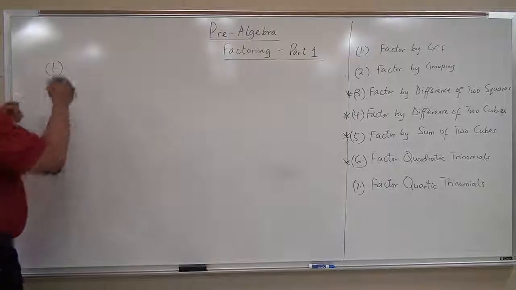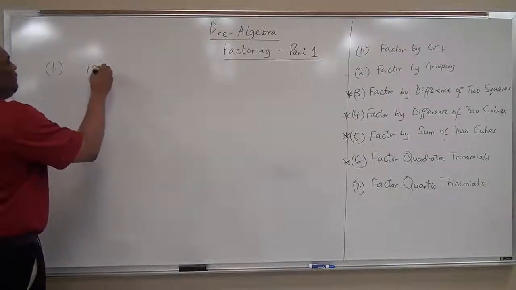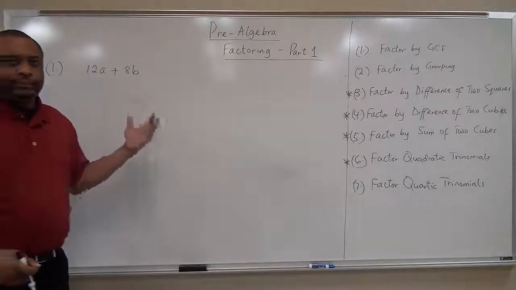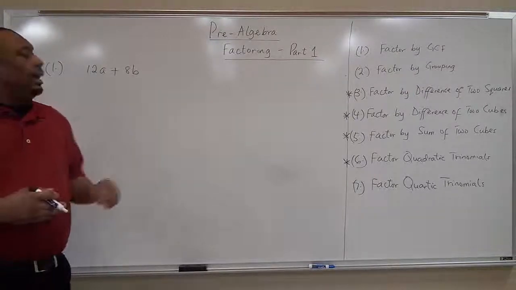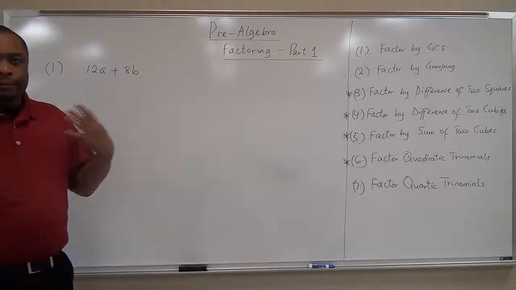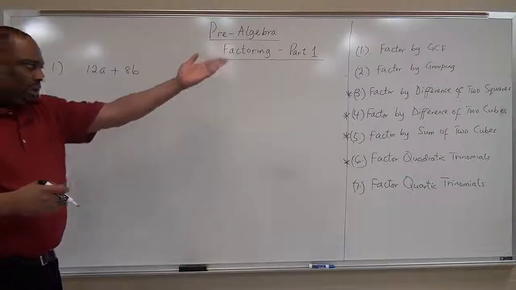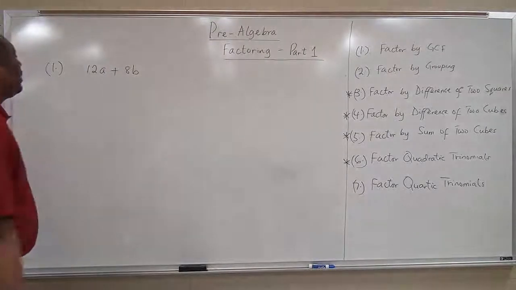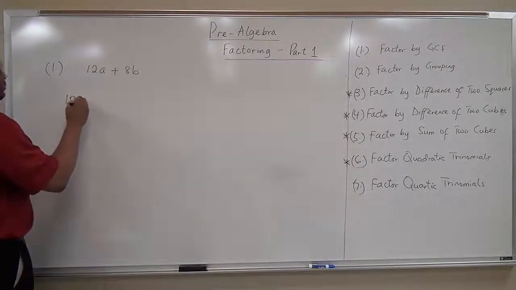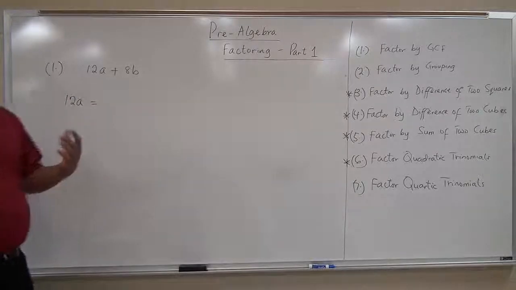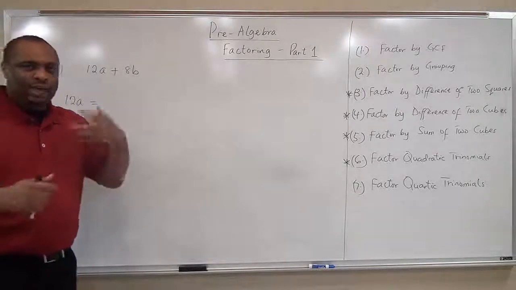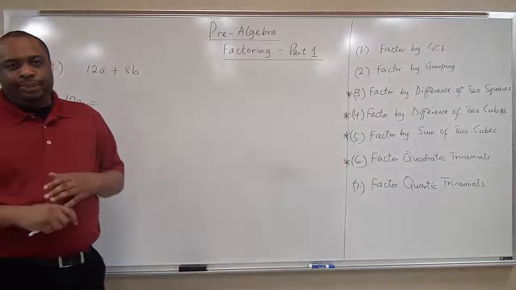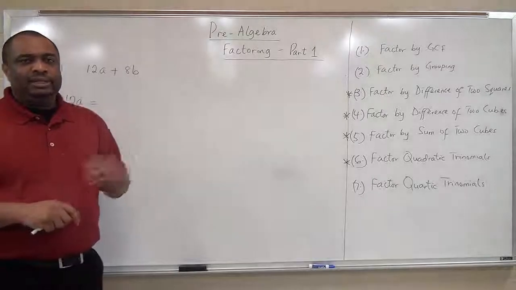Now, question 1, let's say 12a plus 8b. So this is a polynomial, it's a binomial. And how will you break it up? We're going to use GCF. We'll do two ways. The first way you can do is you write 12a, and then you get the prime factorization, like we did in the videos on factors and multiples. Please, that video is important.